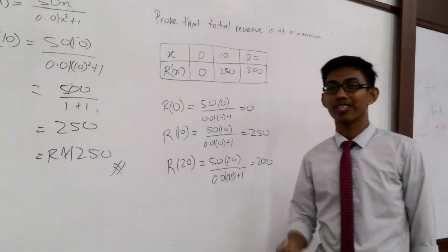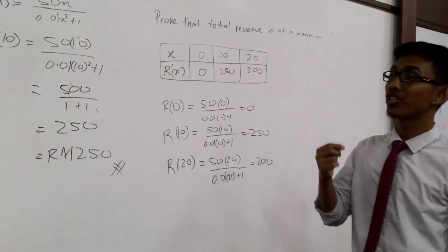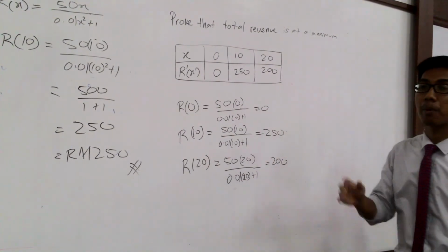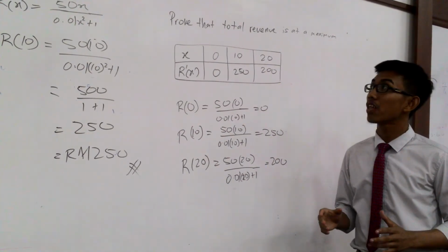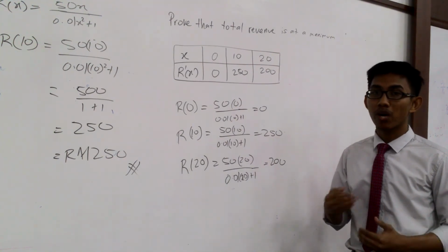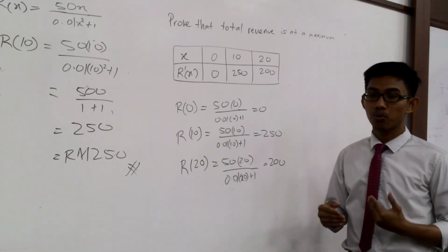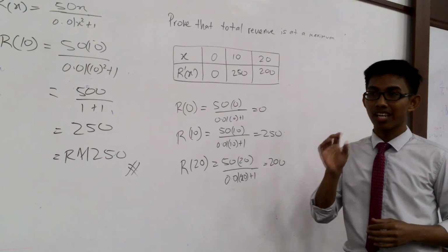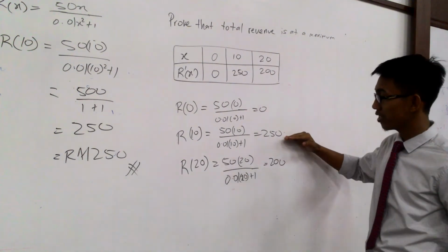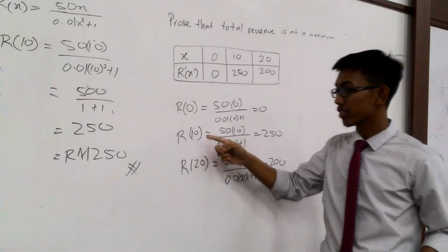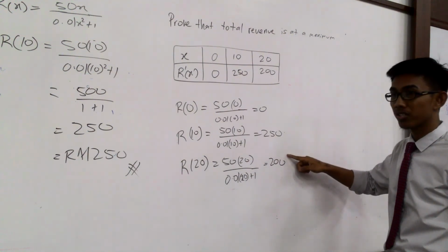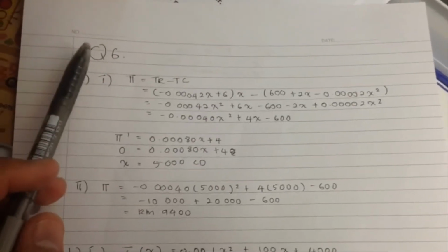Now we proceed to question 6b(3), which is to prove that total revenue is at a maximum. In order to prove that the total revenue is at a maximum, we must try one by one, where we put the x, which is 10 watches. 250 is the maximum revenue, because you can see that when the production is increased, the revenue also decreases.